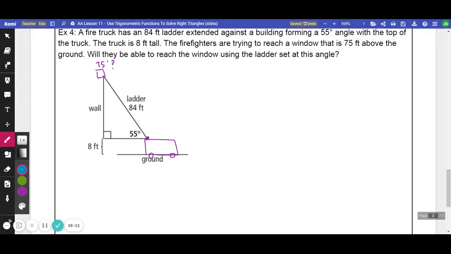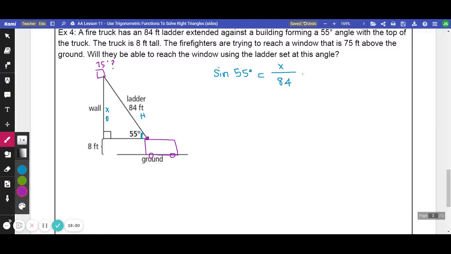This is already 8, right? So if I find this side right here, I could add the 8 feet to this part, and that would tell me the total how far it reached. So 55 is my angle. My 84 is the hypotenuse. And the wall over here, that's the opposite. So opposite and hypotenuse is the sine function. Sine of 55 degrees equals opposite is x divided by hypotenuse is 84.